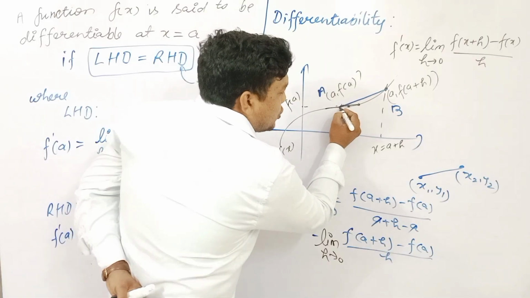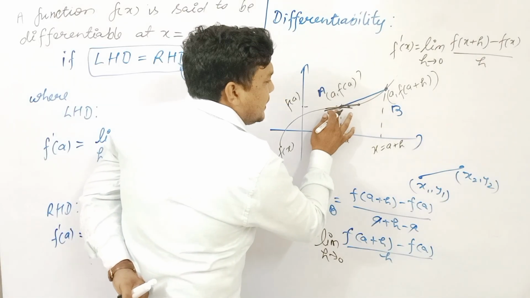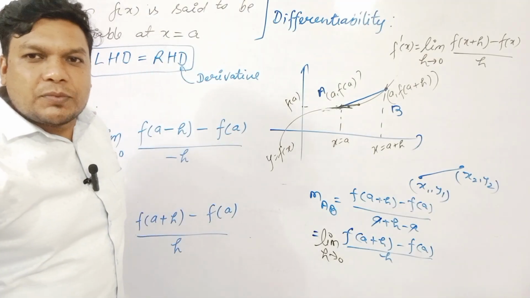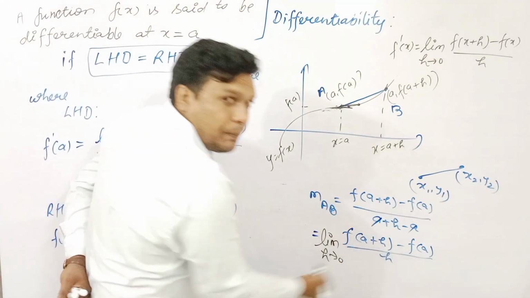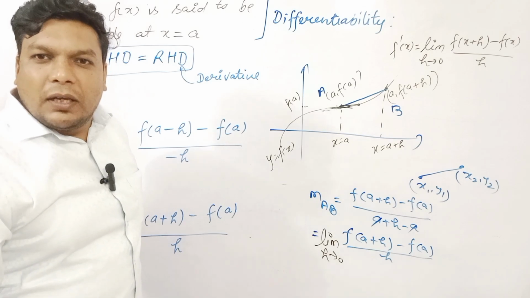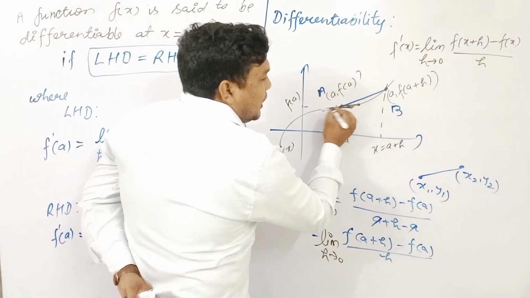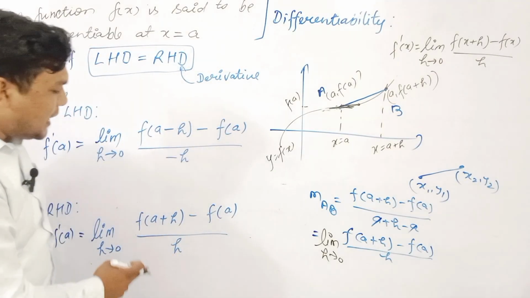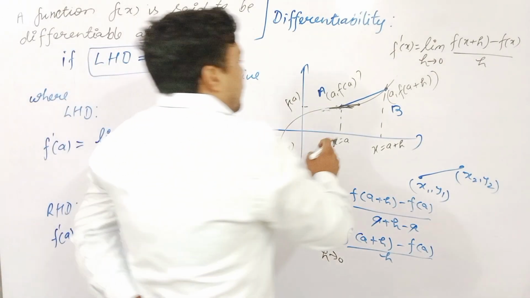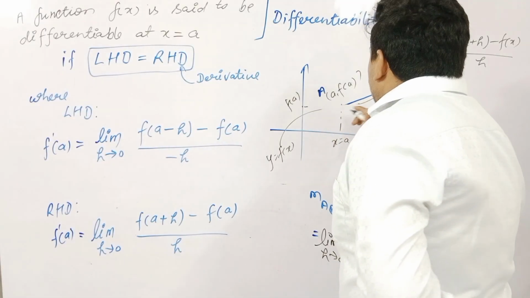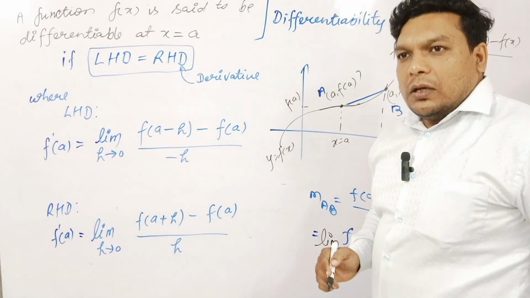As limit h tends to 0, in the limiting case, this line becomes tangent. Okay, this becomes tangent or not? So what will it be? Limit h tends to 0, f of a plus h minus f of a upon h. So we are finding the derivative from the right. That's why we are saying this is the right hand derivative at a particular point.